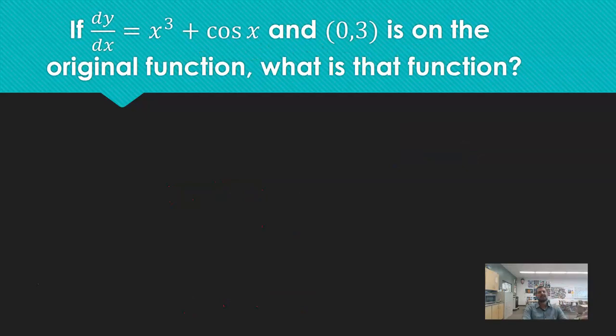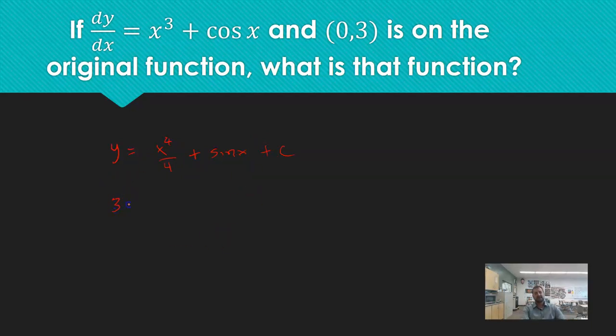Okay? So let's try another one. Let's follow these steps. Step number 1: take the antiderivative. So I get y equals x to the fourth over 4 minus the sine of x plus c, or excuse me, plus the sine of x, because the antiderivative of cosine is positive sine.